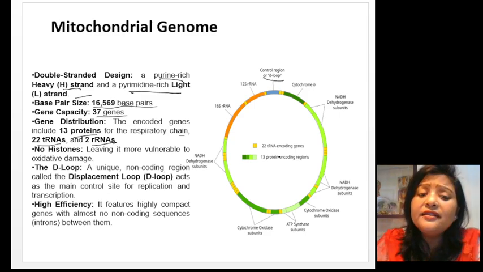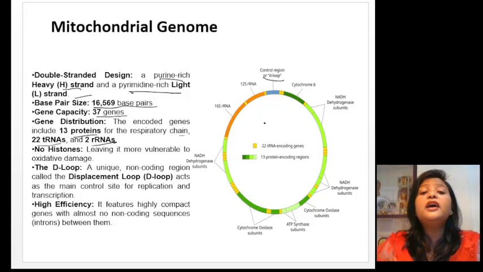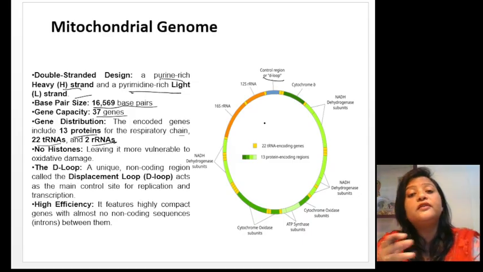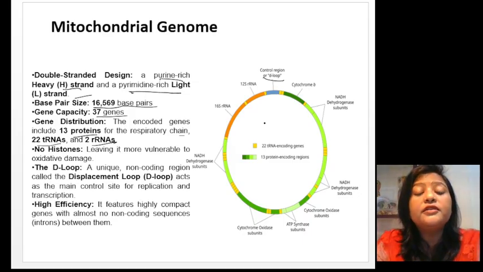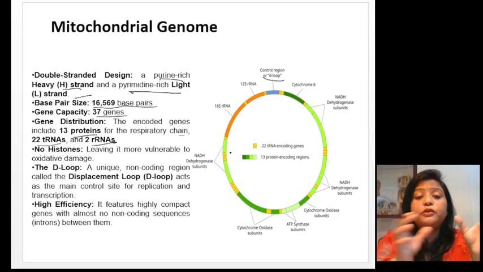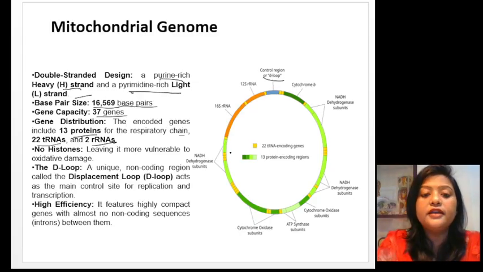Also, this mitochondrial genome is very highly efficient. Why is it highly efficient? Because it has no introns. You know what introns are? Introns and exons, I have taken a different class for that. Introns mean non-coding sequences, which do not code for any gene or protein. In this genome, there are no introns present. You can see there are many genes, and between the genes there are no introns. That is why we say it's highly efficient.